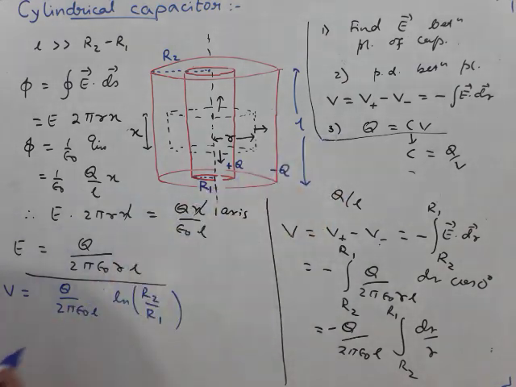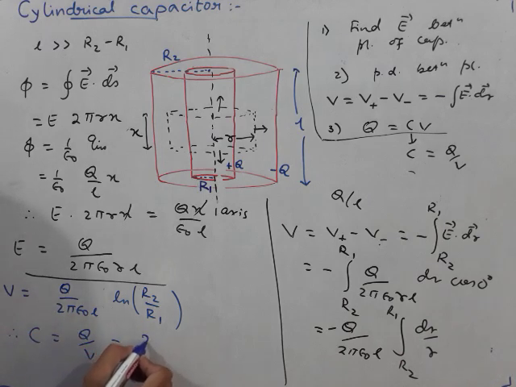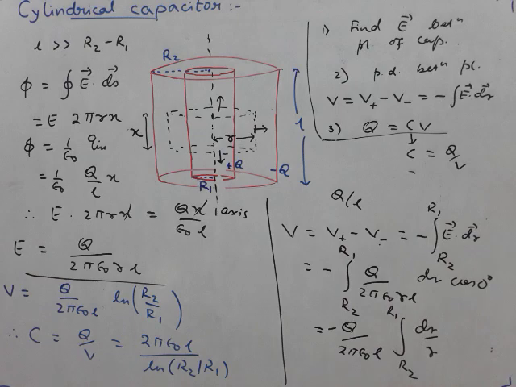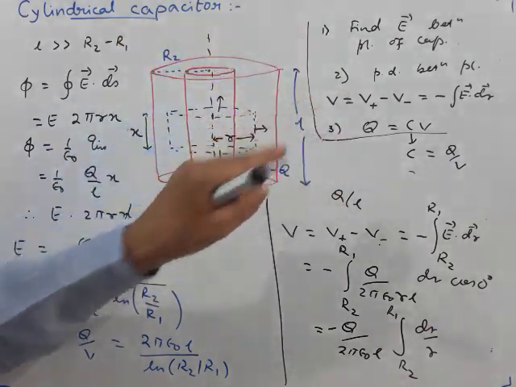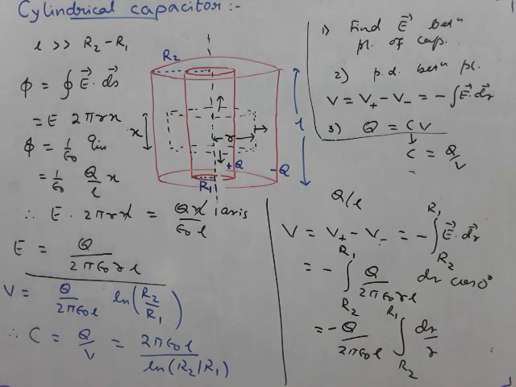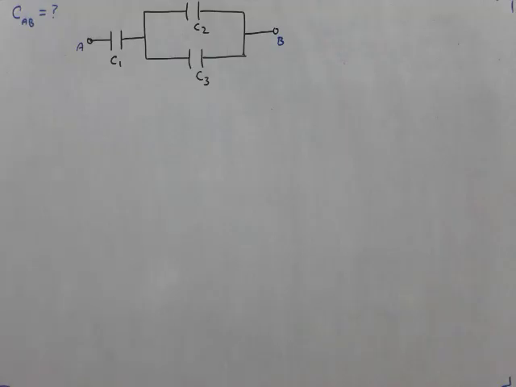At last now we will have the third step. Third step says Q is equal to CV. So therefore capacitance will be Q upon V. Now Q upon V will be how much? 2 pi epsilon naught L divided by ln R2 upon R1. So I would suggest you to please do the derivation again, but the basic steps are these three steps. Whatever be the nature of capacitor given in the question, follow these three steps, you would be able to do the derivations. Okay.